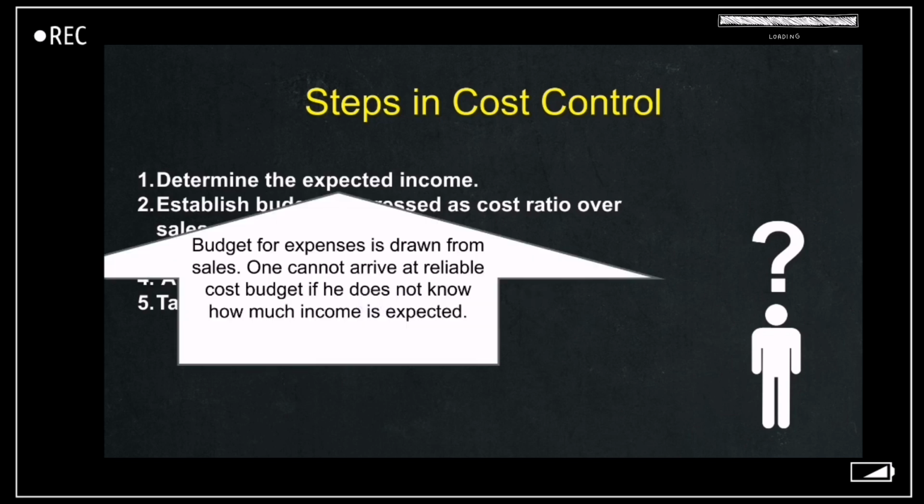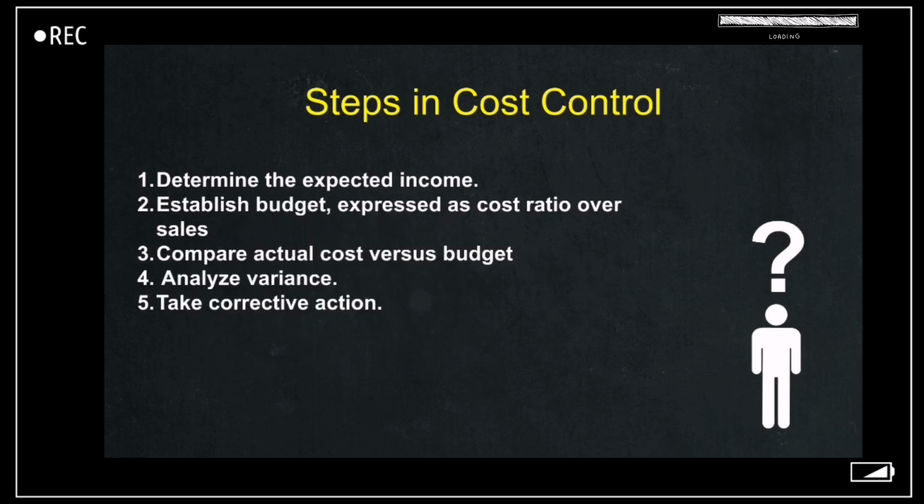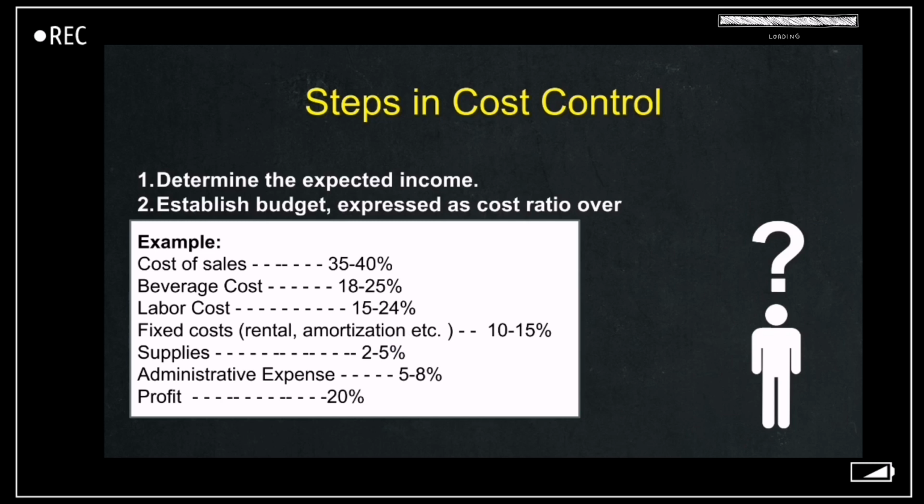So yeah. Next is establish budget expressed as cost ratio over sales. So all department heads must establish their budget for labor, supplies, raw materials, and other operating budget. So this will be in form of fixed ratio which varies among hotels or restaurants naman.